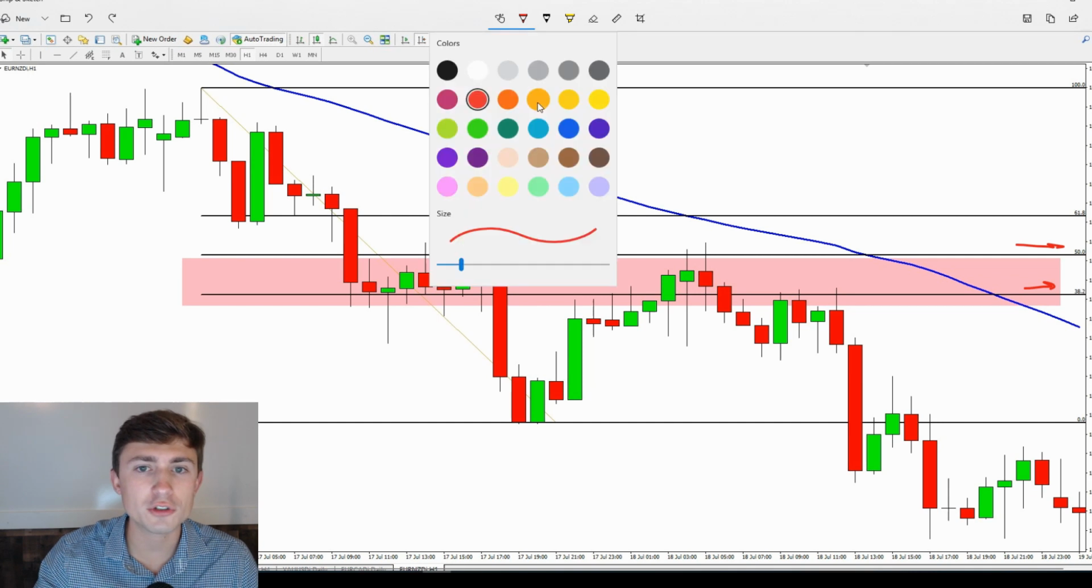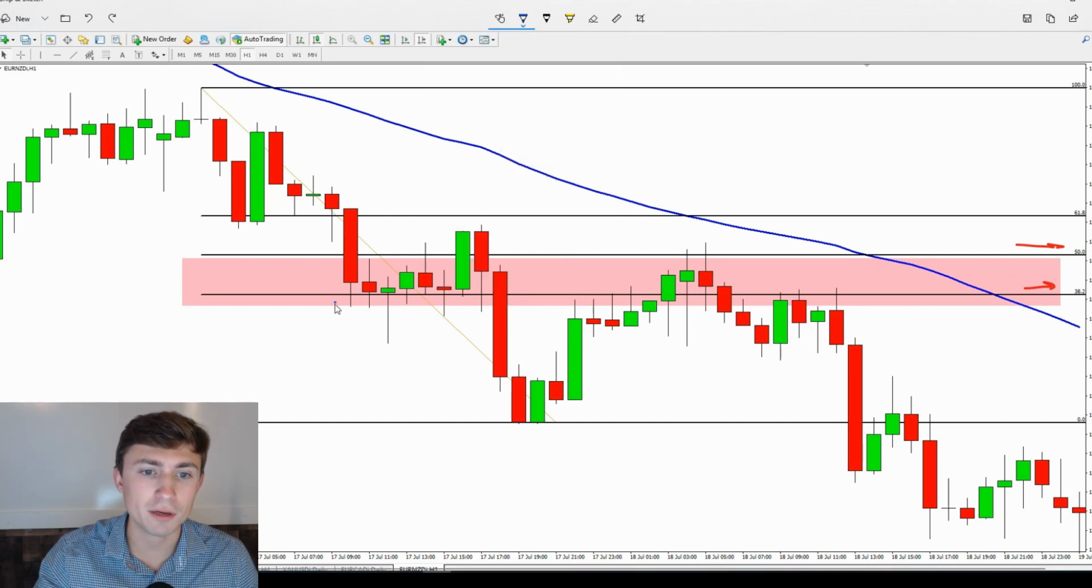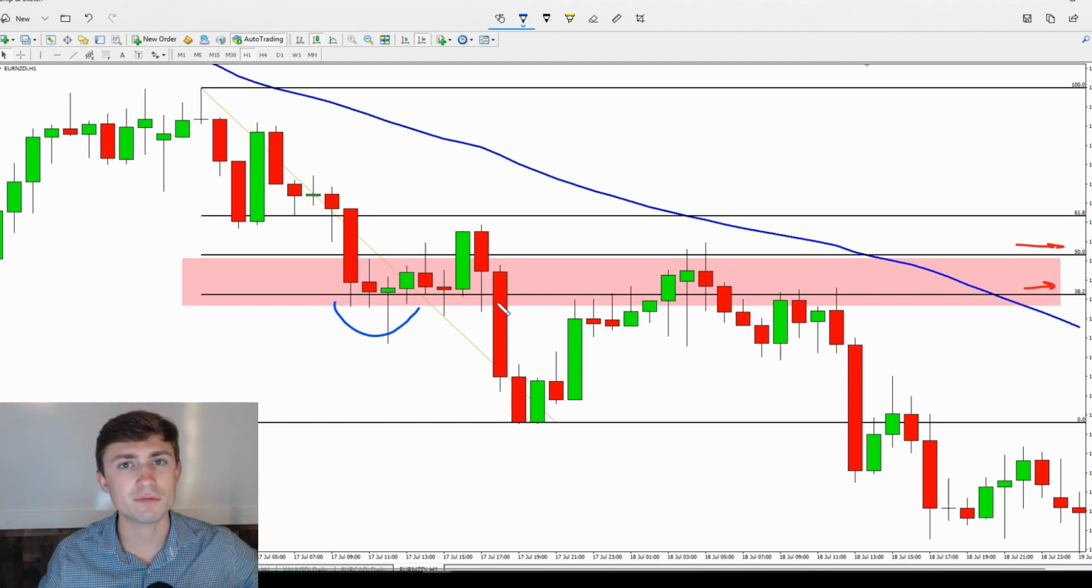We had a structural level of support that got broken, right? Remember, we're talking about price action. So Fibonacci combined with price action can be a beautiful little setup. And here's exactly why.